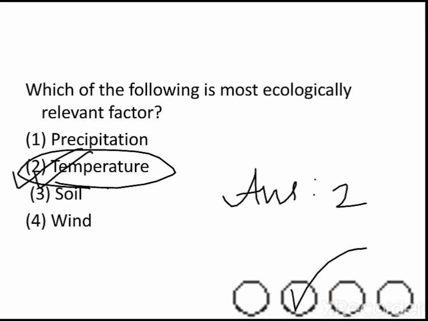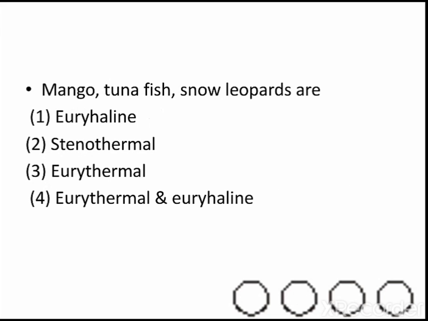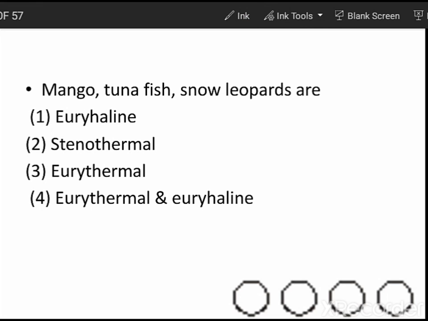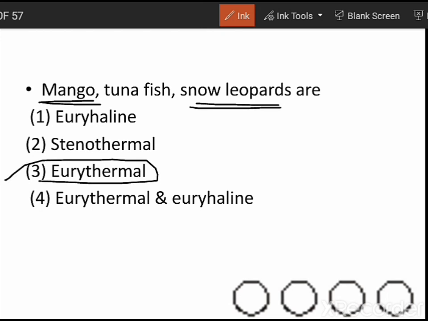Moving to the next question. Mango, tuna fish, snow leopards are. So as I have told, mango is seen in the tropical countries and it cannot be seen in the temperate countries. Similarly, snow leopards and tuna fish, they are restricted to certain regions only and they are not present in all the climatic conditions. So we can say that they are eurythermal organisms. So the better option should be option number 3.